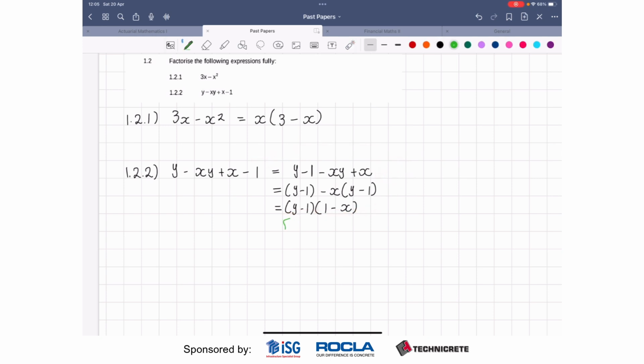So by FOIL, I'm going to multiply these two brackets. So the first two terms multiplied together is y times 1, which is y. Then the outer ones multiplied together is y times negative x. So that's negative xy. Then the inner ones multiplied together is negative 1 times 1. So that's negative 1. And then the last ones multiplied together are negative 1 and negative x, so positive x. And we can see that that's exactly what I had.